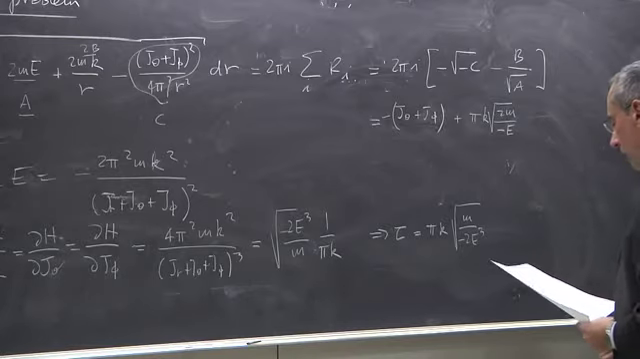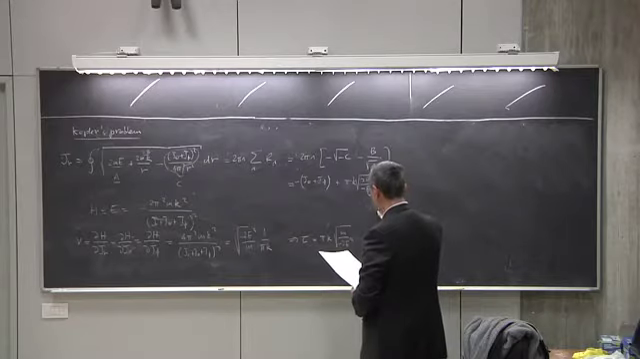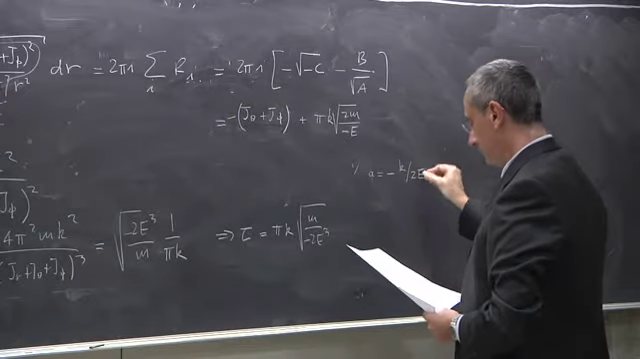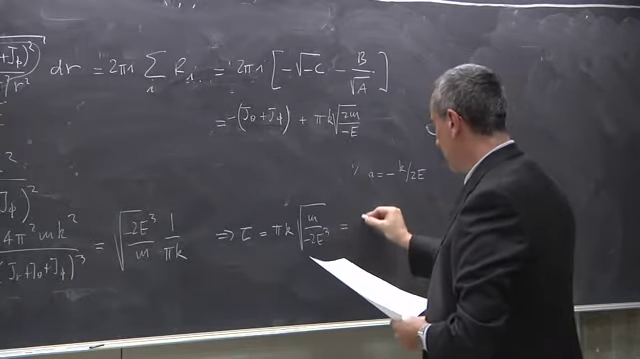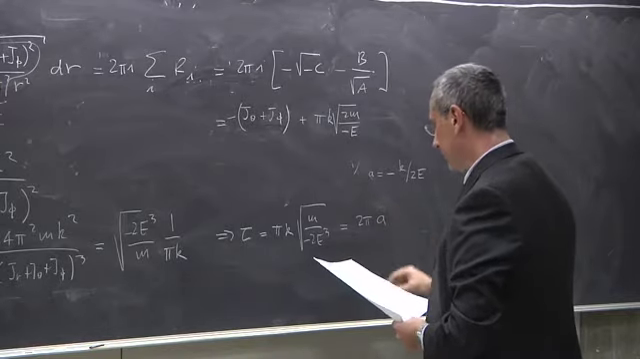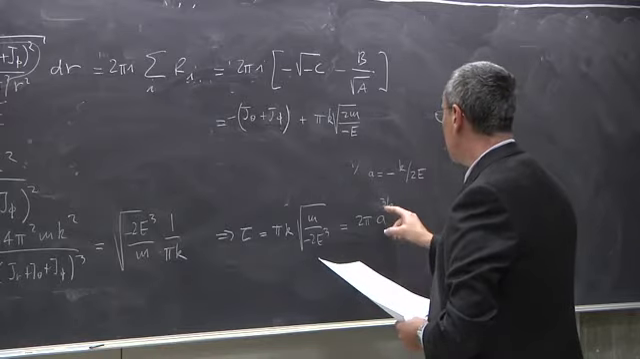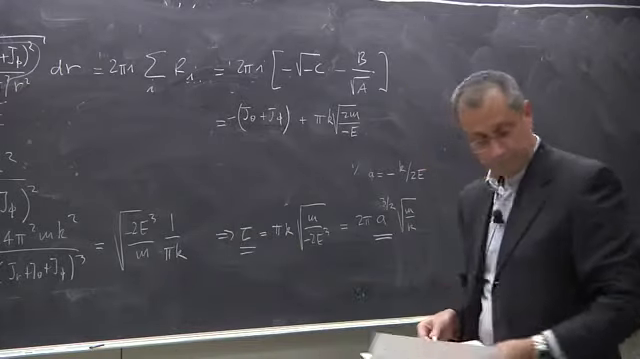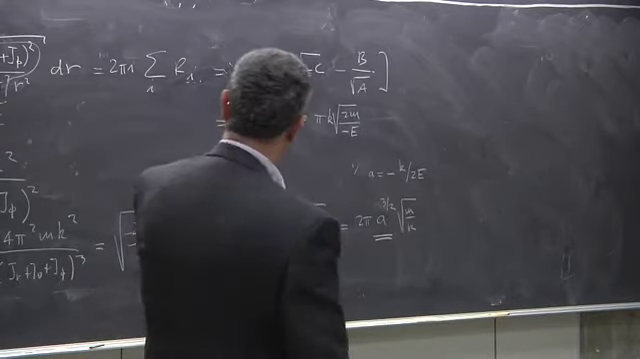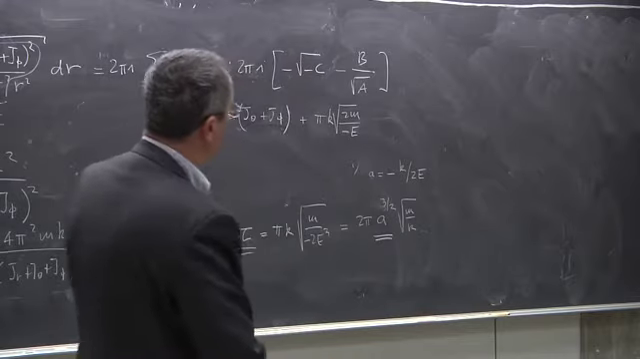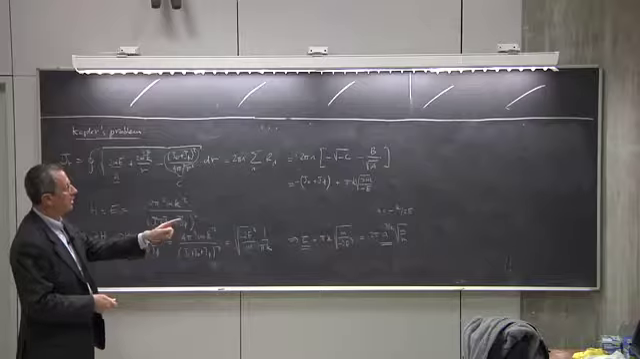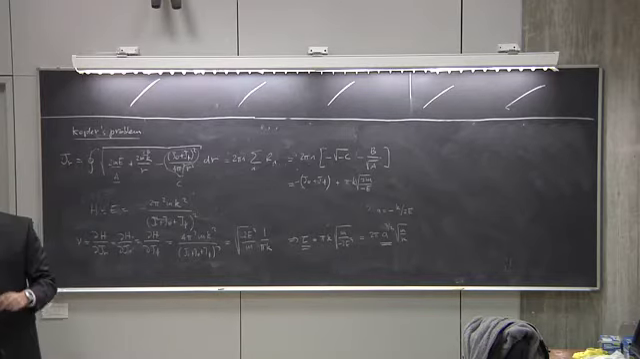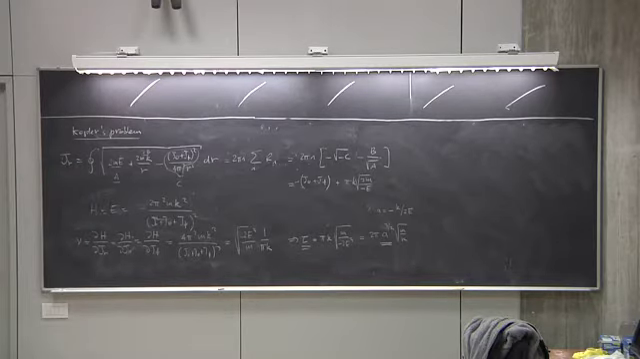If now you go back to your notes, and you remember that the semi-major axis of your ellipse was minus k divided by 2E, then this period can be rewritten as 2 pi a, where a is this semi-major axis, to the 3 halves times the square root of m over k. So what is this law? That the period of the motion of the planet goes like the semi-major axis to the 3 halves. Or in other words, the cube of the semi-major axis is proportional to the square of the period of the motion. This is Kepler's, I don't remember, second or third law.